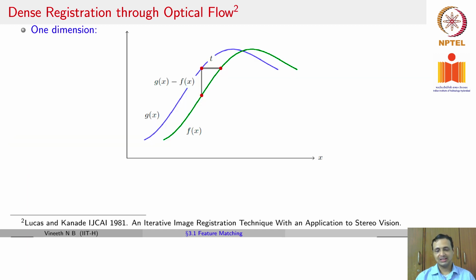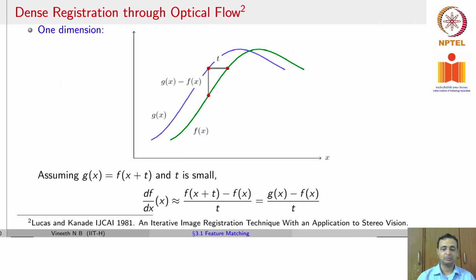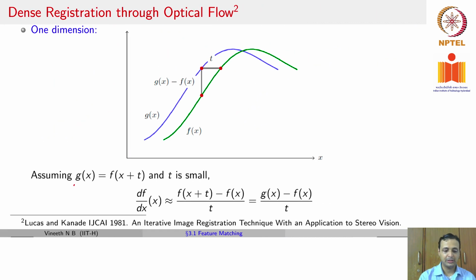To understand how to do this, let's first take a one-dimensional case. Let's work out the math and then we'll go into a two-dimensional case. Let's consider a function f of x, which is given by this green curve, and let's consider this function g of x, which is simply a displaced version of the same f of x. Mathematically speaking, g of x is f of x plus t. It's just a displaced version of f of x. And we also assume that t is small. We are only looking at small changes between successive images.